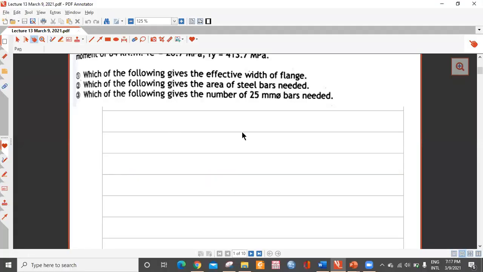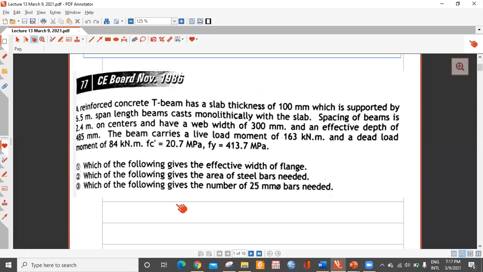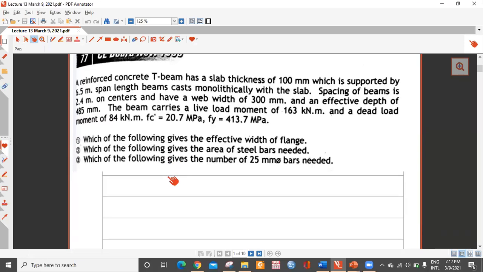Okay, so let's try this problem. So you have here a reinforced concrete T-beam that has a slab thickness of 100 millimeters, which is supported by a 6.5 meter span length, beams cast monolithically with slab. So obviously it's a T-beam. Spacing of beam is 2.4 meters on centers, and the web width is 300 millimeters.